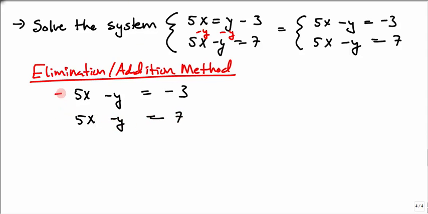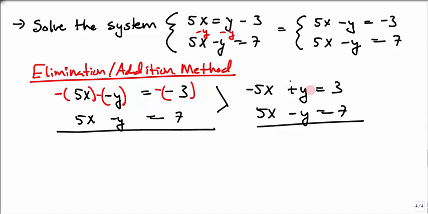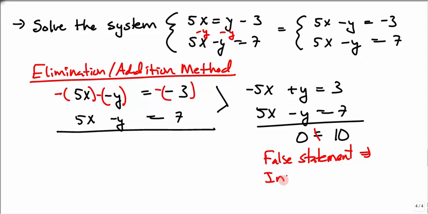I'm going to multiply the top through by a negative value. The reason I want to multiply through by this negative value is so I can get my 5x's to go away. So I'm going to have a negative 5x plus y equals positive 3. Then I have a 5x minus y equals 7. Oh my gosh, everything eliminated on the left, and on the right I'm left with 10. 0 equals 10. 0 does not equal 10. This is a false statement. And because this is a false statement, that means I have an inconsistent system.